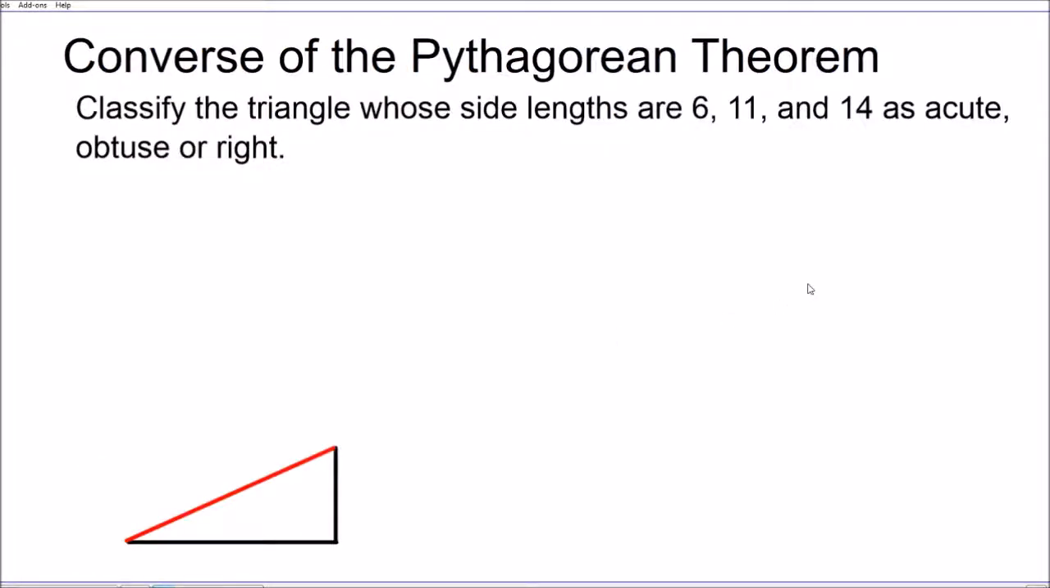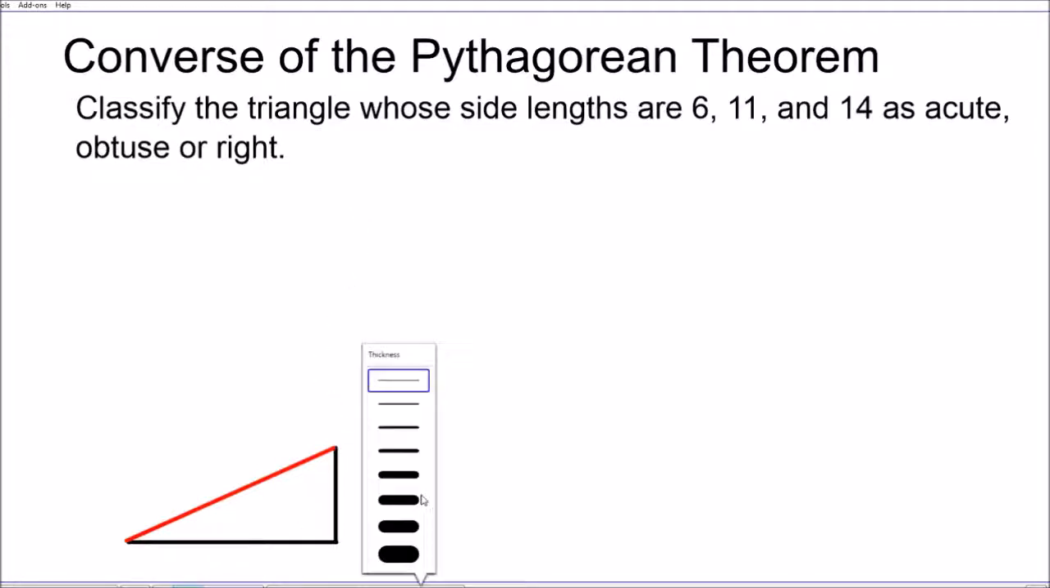All right, now that we've got the basics of the Pythagorean theorem down, we can move on to talking about the converse of the Pythagorean theorem. And so what that's going to be used for is determining if a given triangle is right, acute, or obtuse. Now, we said the Pythagorean theorem only works for right triangles. So what that means is we're actually going to break the Pythagorean theorem and see what happens as a consequence of that.